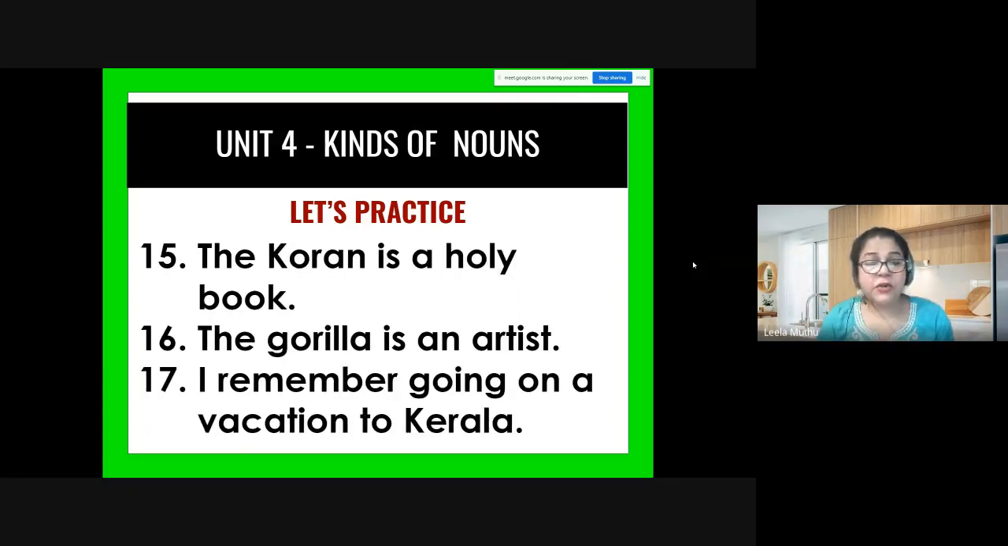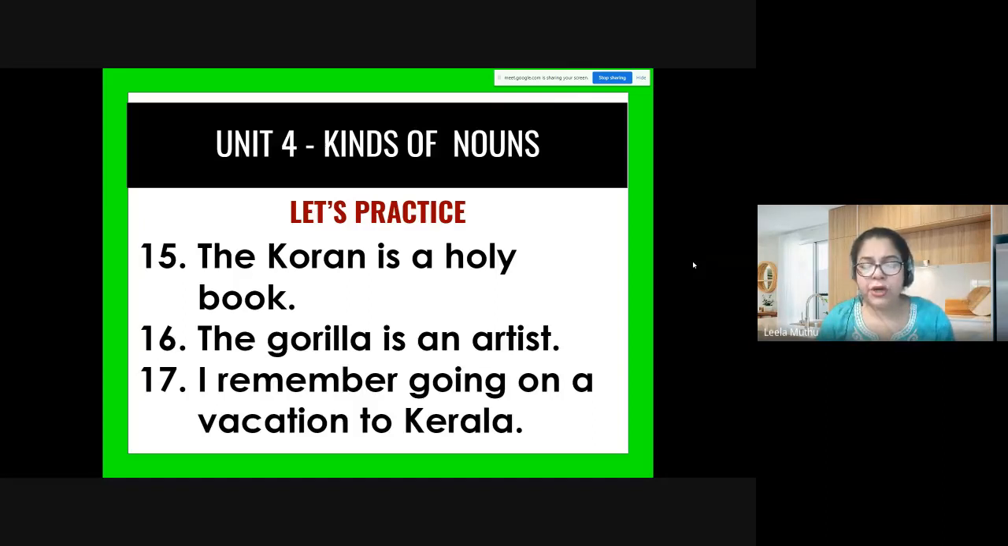The Quran is a holy book. Quran is obviously the name given to a holy book, therefore it is a proper noun. But the words holy book: holy describes the book, it's an adjective. Book is a common noun. The gorilla is an artist. Ivan was an artist. The gorilla, common noun, artist, common noun.